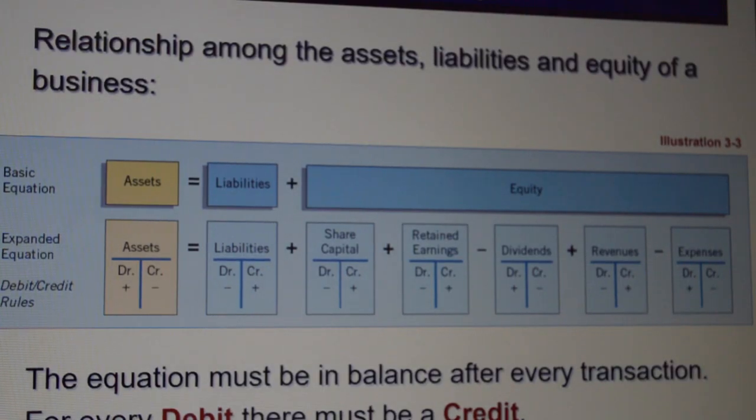Let's talk about the relationship among assets, liabilities, and equity of a business. The basic equation is assets equal liabilities plus equity. The expanded equation is assets equal liabilities plus owner's equity plus retained earnings minus dividends plus revenues minus expenses. The equation must be in balance after every transaction. For every debit, there must be a credit.